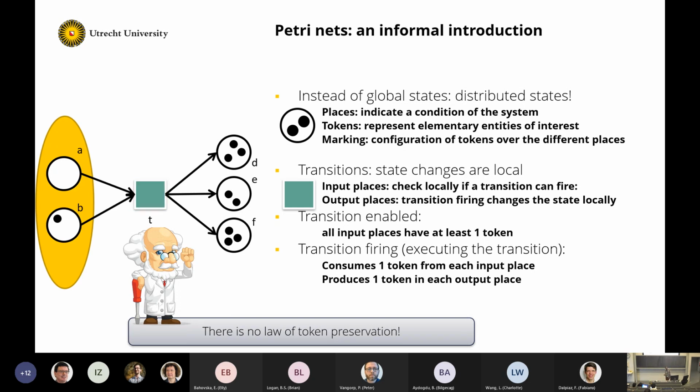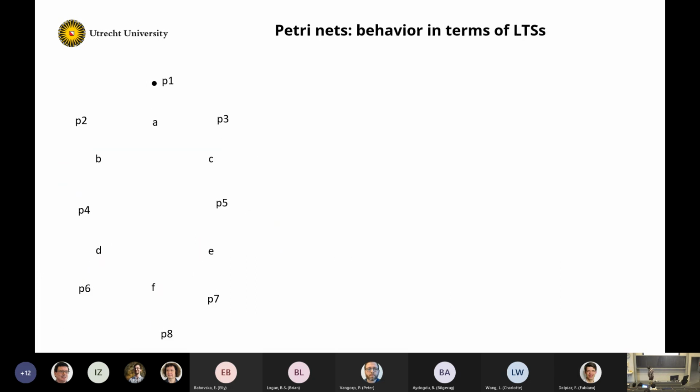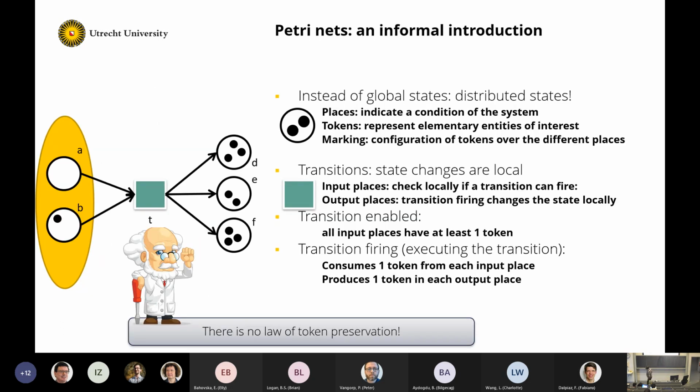And this one can fire, of course, again, giving a new marking. But now transition T is not enabled anymore because there's no token in place A.